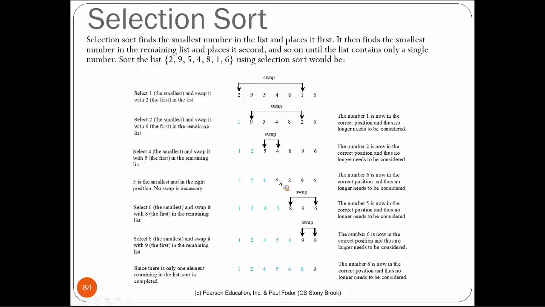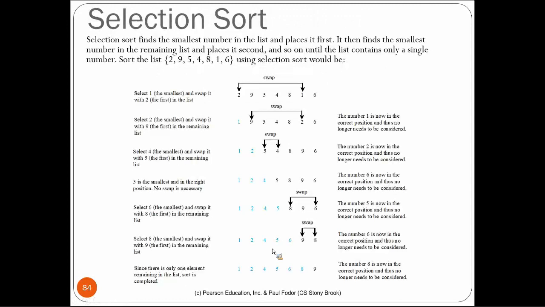If the minimum is already in the position that we wanted, then it's already sorted. So we continue with the rest of the array up to the last element of the list, which basically gives us the sorted elements of the array.